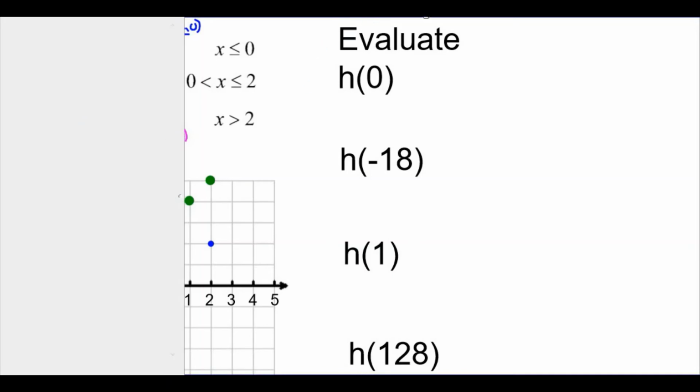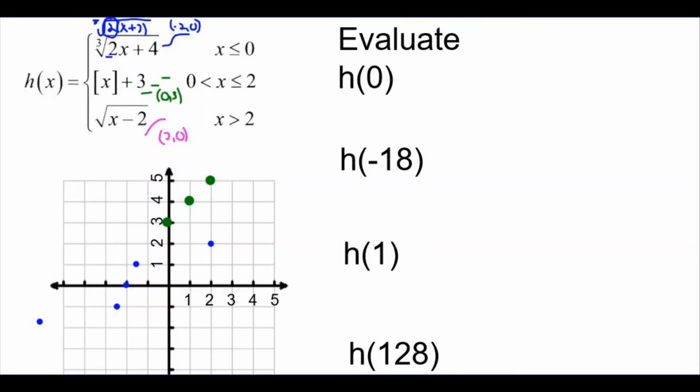And then the last one is going to be starting at 2, 0 with its vertex right there on the x-axis. And then the square root of 1 is 1. The square root of 4 is 2. So now let's go back and start erasing parts of the domain that aren't valid.